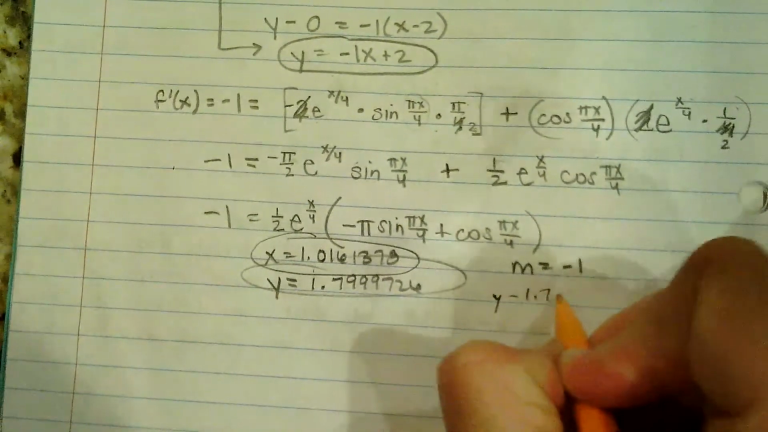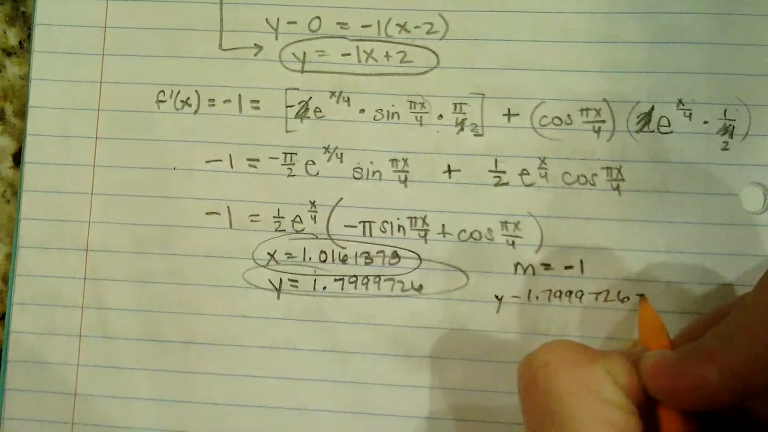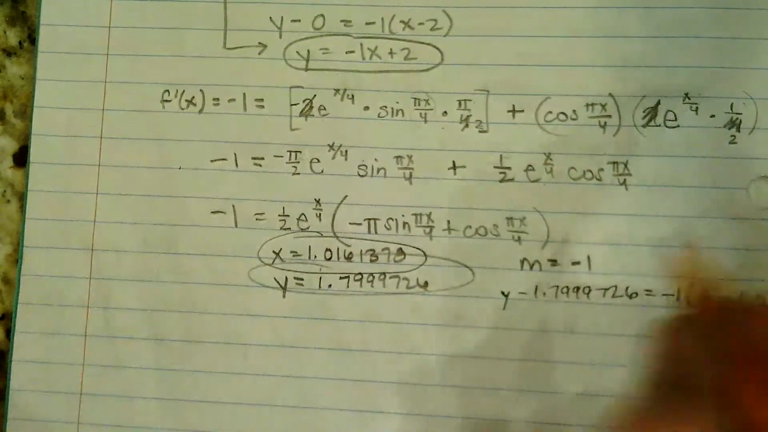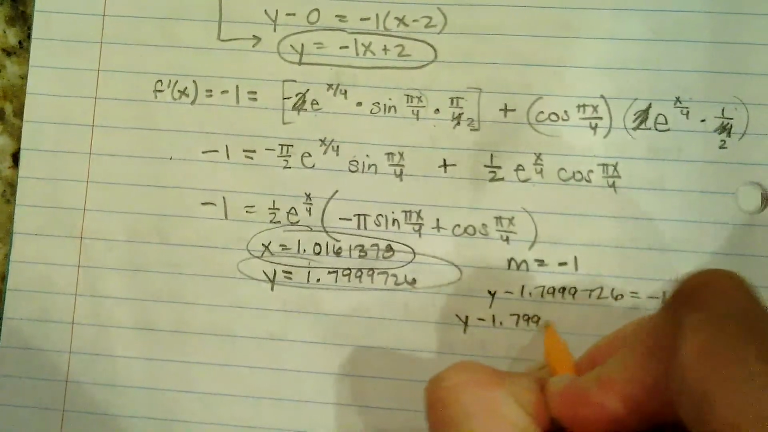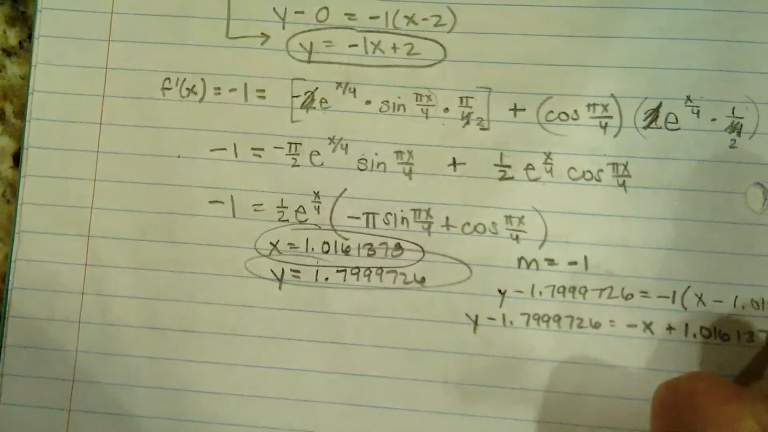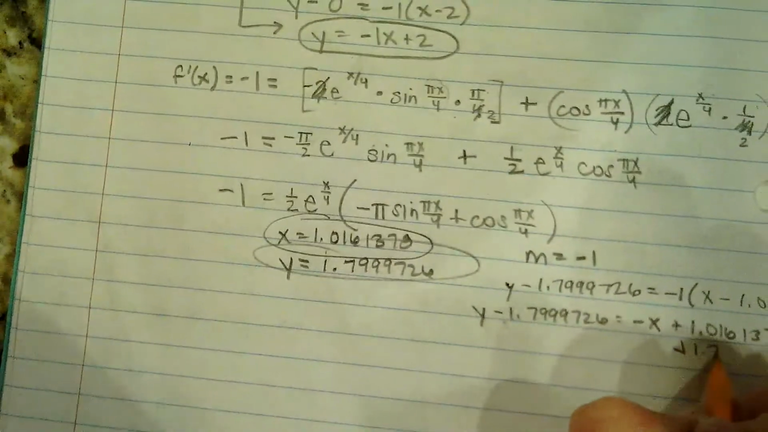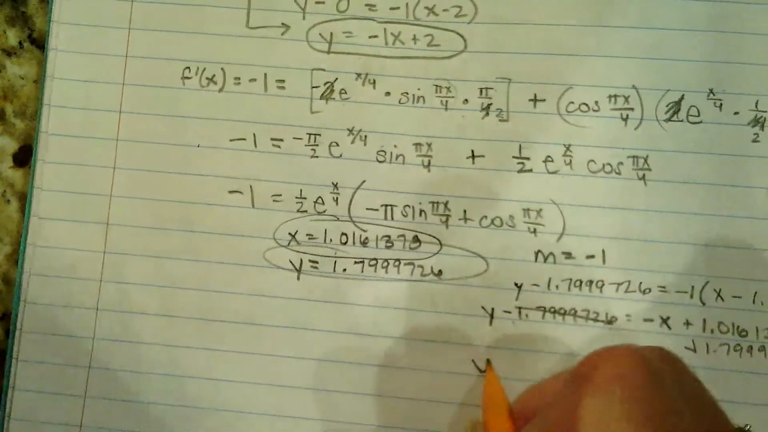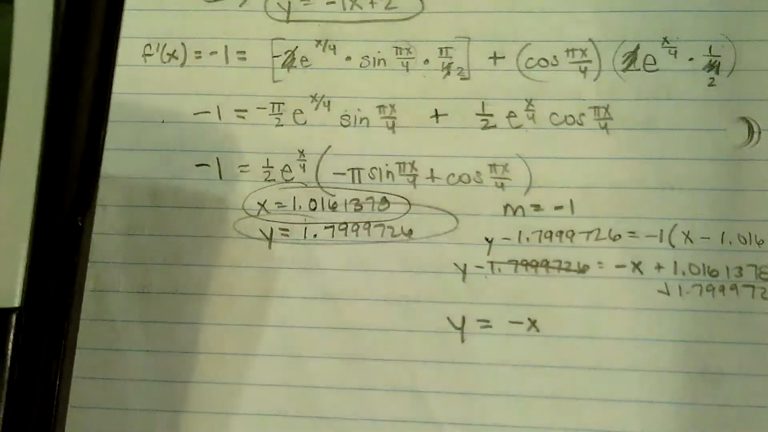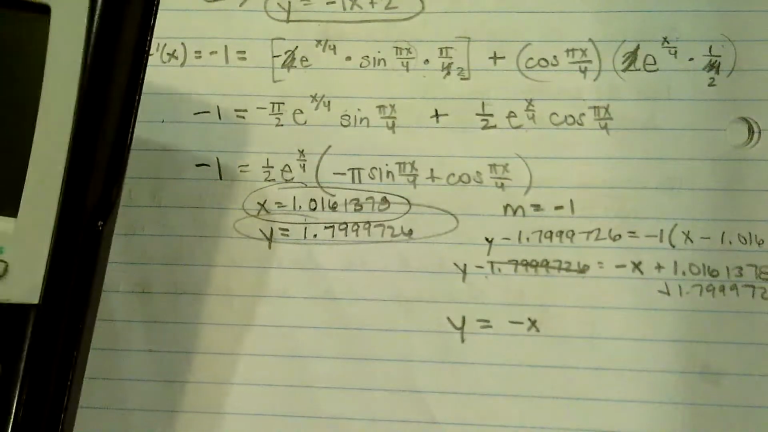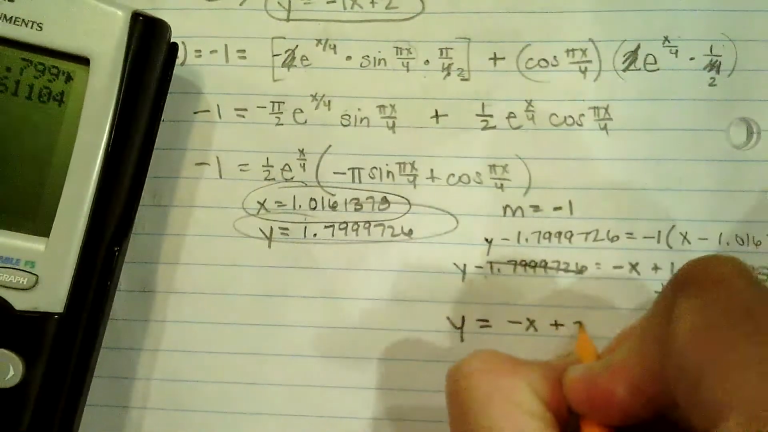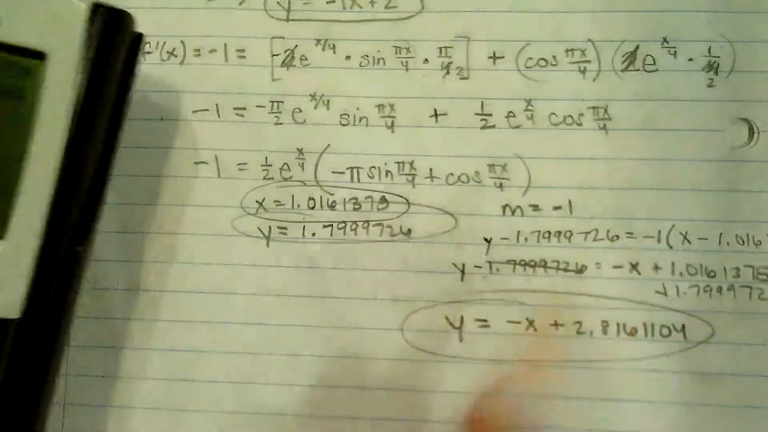So point, slope, write the equation of the line. So y minus 1.7999726 equals m times x minus 1.0161378. So when I distribute my -1, negative x plus 1.0161378, and add my 1.7999726 over, I get a tangent line of negative x, and then I need 1.0161378 plus 1.7999726, which is 2.81611104.